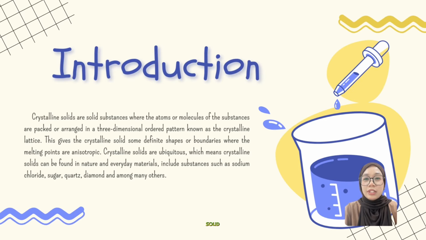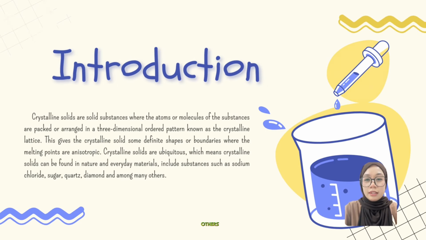Crystalline solids are solid substances where the atoms or molecules are packed or arranged in a three-dimensional ordered pattern known as the crystalline lattice. This gives the crystalline solid definite shapes or boundaries, where the melting points are anisotropic. Crystalline solids are ubiquitous, which means they can be found in nature and everyday materials, including substances such as sodium chloride, sugar, quartz, diamond, and many others.